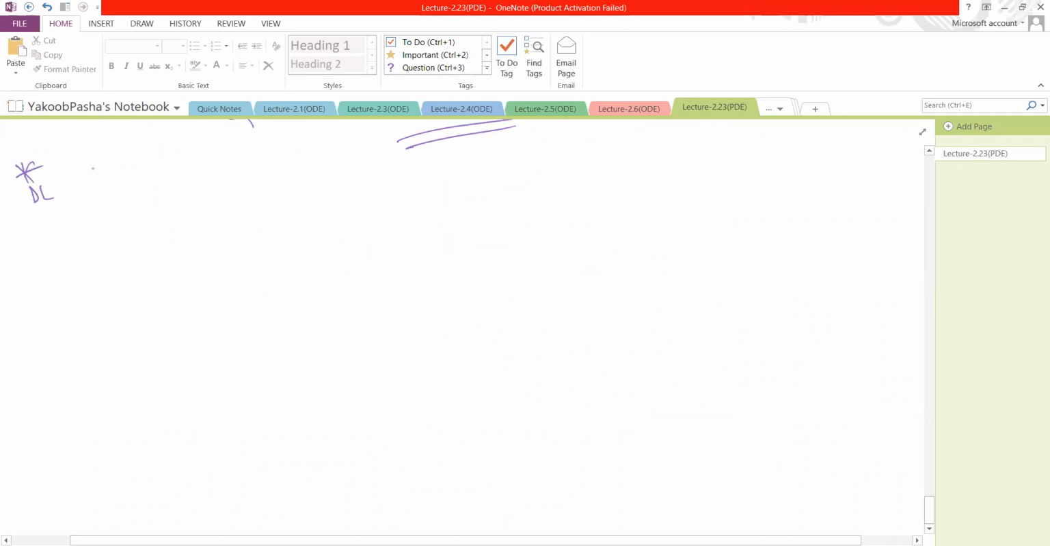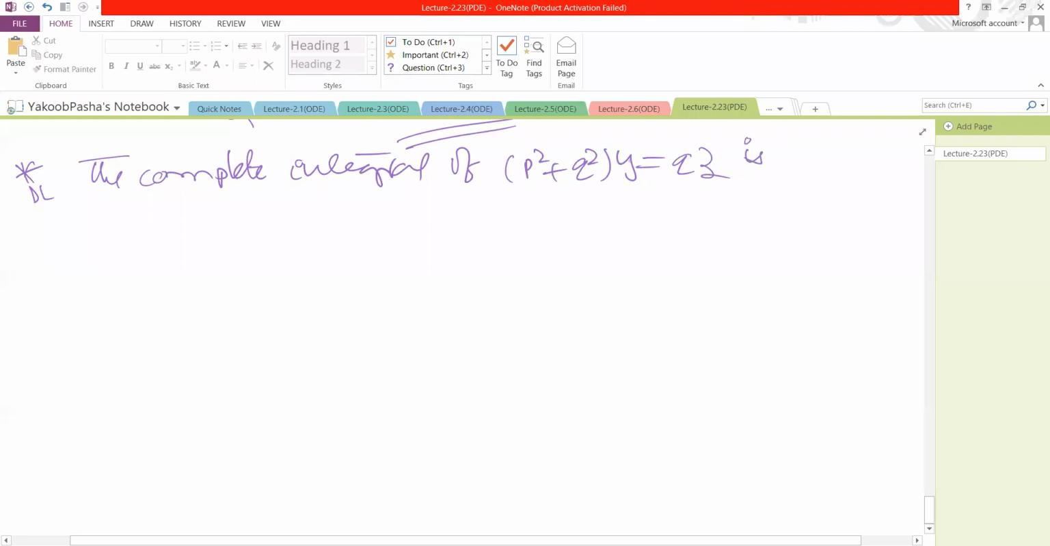The complete integral of (p square plus q square) into y is equal to qz. (p square plus q square) into y is equal to qz.